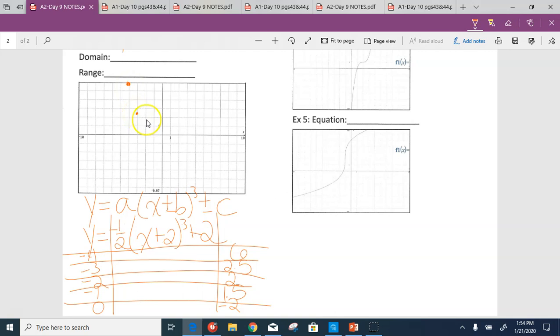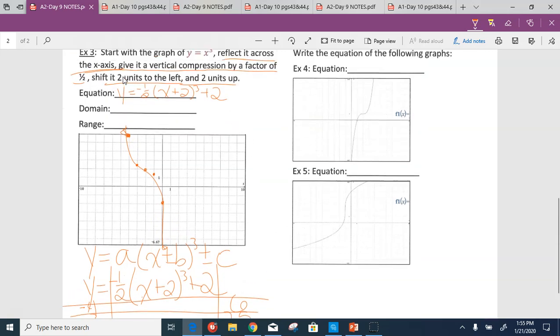Negative 2, positive 2. Negative 1, 1.5. 0, negative 2. So our graph essentially has been switched directions and then shifted over. All right, not too bad.